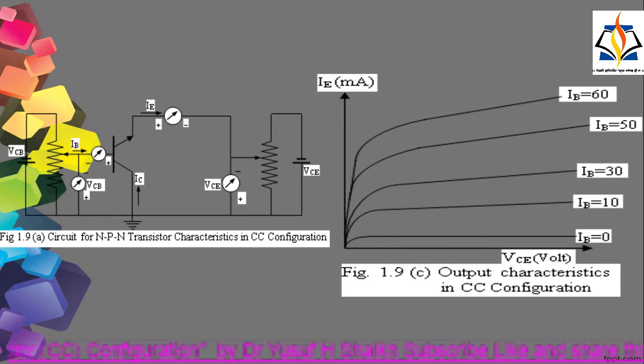It is the leakage current from collector to emitter, ICEO. Since the main emitter current is 0, the transistor is said to be in cutoff.